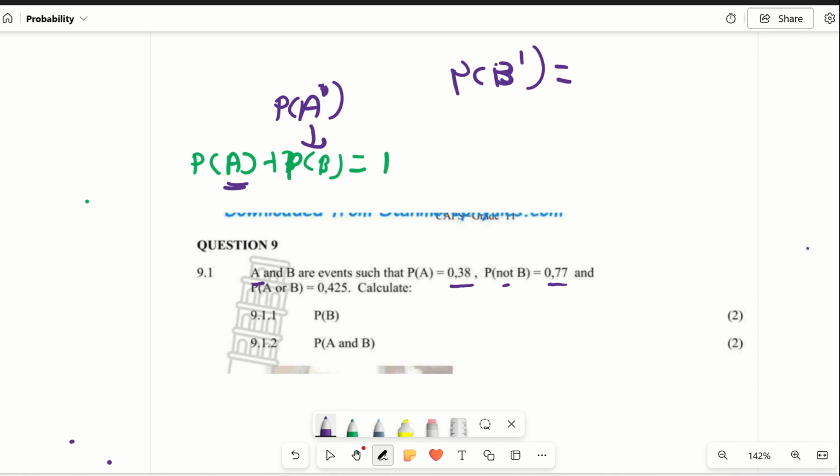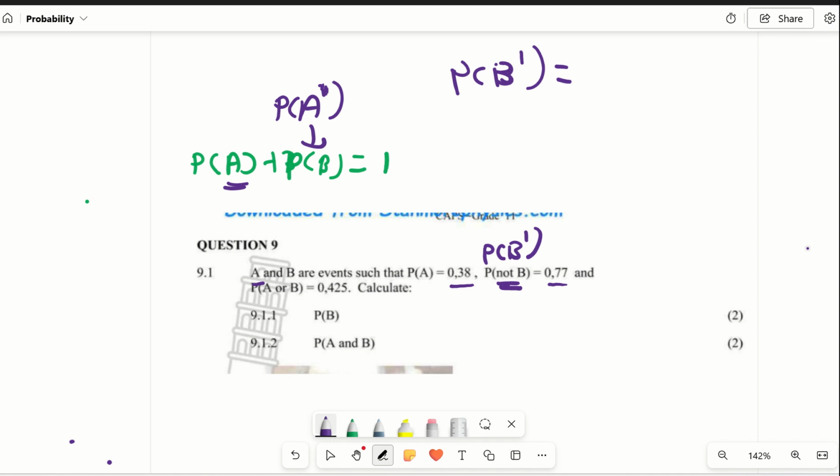the other event. So now this not B just means B complement. So yeah, that's what it means. Not B could also basically mean A. But let's continue and see what we get there.